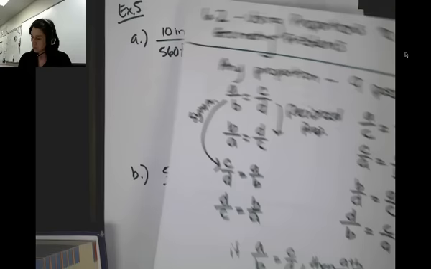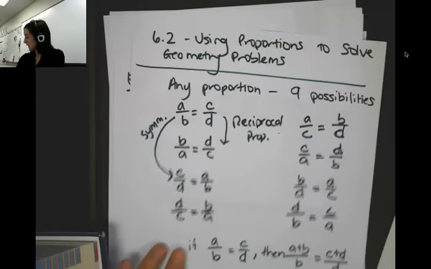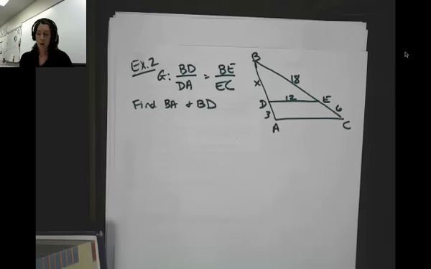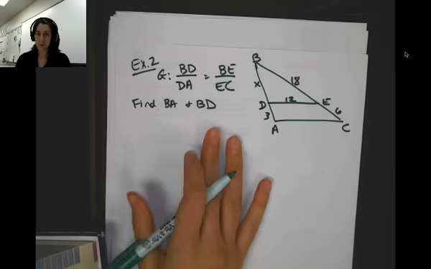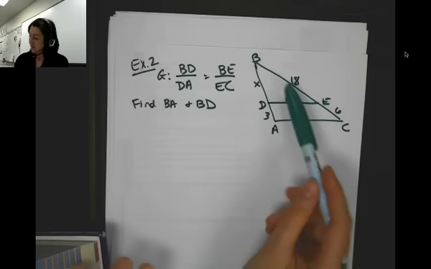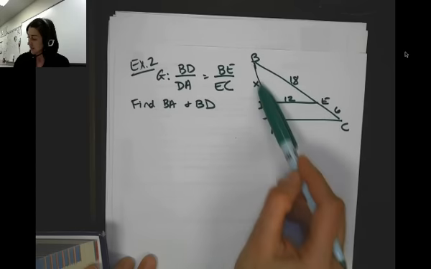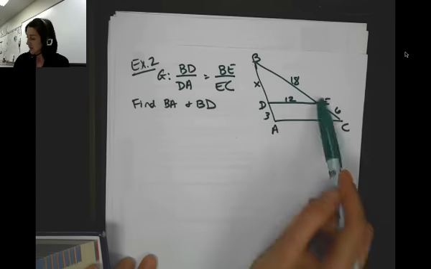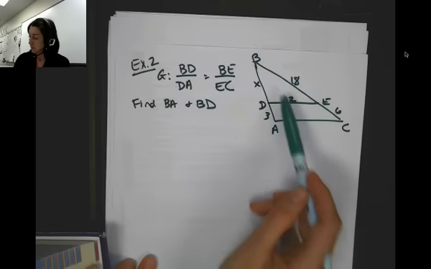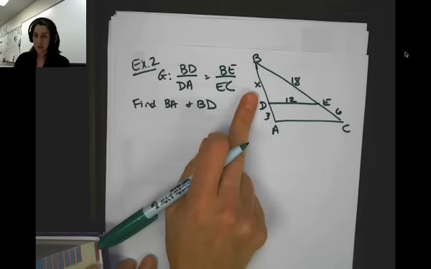I am jumping to example 2 in your book. Sorry. Here's example 2. And this is using these properties on a geometric problem. It's given in this diagram, we are given some measurements on the triangle, and then it's given that BD is to DA as BE is to EC. And we're going to try to find length BA and length BD. So I plugged an X in here.